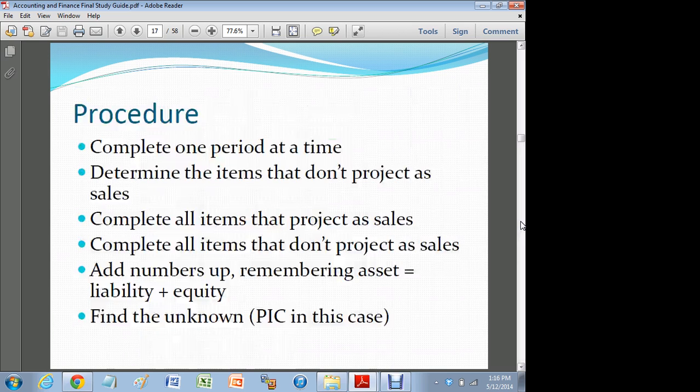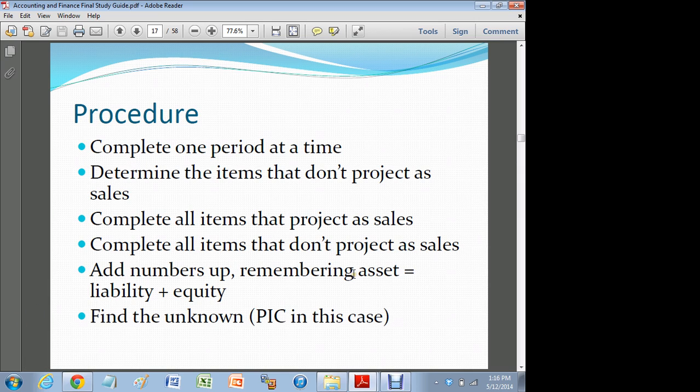Roughly speaking, taking a step back to see what we need to do, we want to complete one period at a time if there are two different periods that we're going to calculate. That's because for the second period, you might need some information on the first period. So it's better to get everything done for one time period before moving on. And as we said, we need to identify the items that don't follow the straightforward rule, but we want to complete them last because we want to get all the other straightforward terms out of the way.